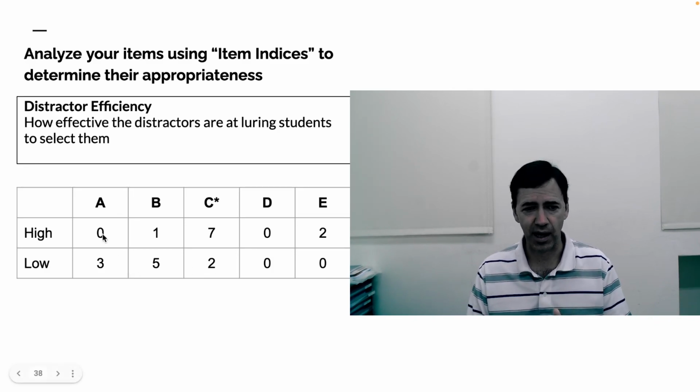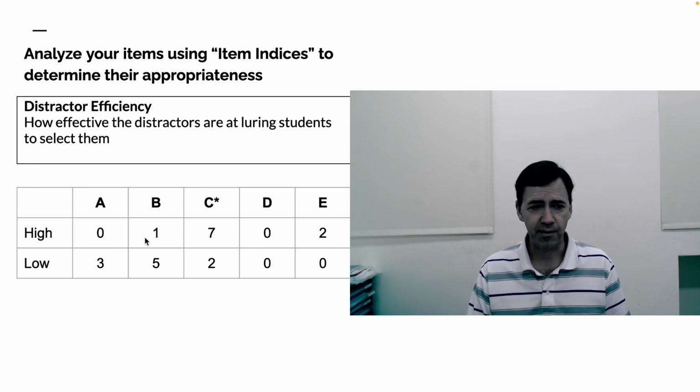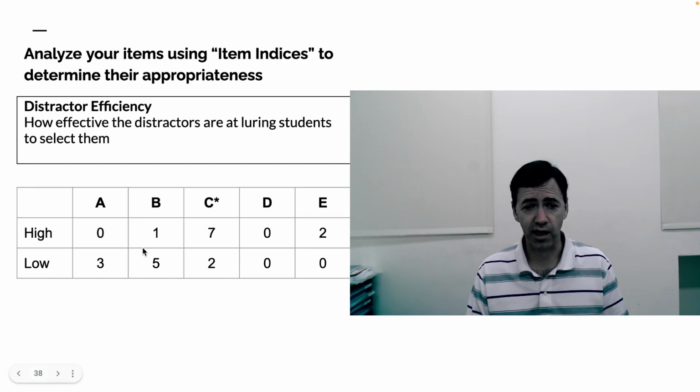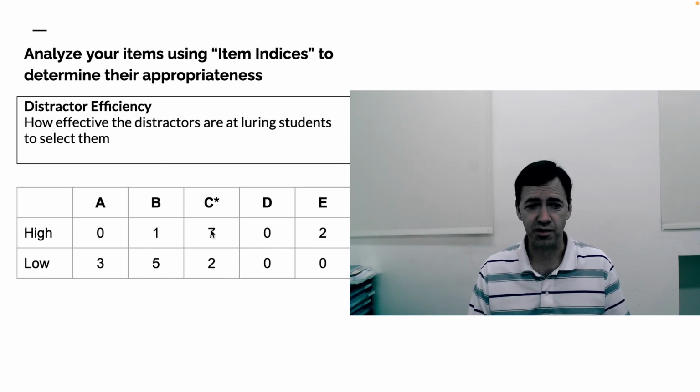So, okay, so let me get back. So A looks okay. B, same. 1 high-level student, 5 low-level. So this one's quite effective because it's got 6 students who have chosen the wrong answer. Okay, then we look at the correct answer. 7 high got it right, 2 low got it right. Okay, but D. Now have a look at D. Nobody chose it, which is a very big red flag, right?